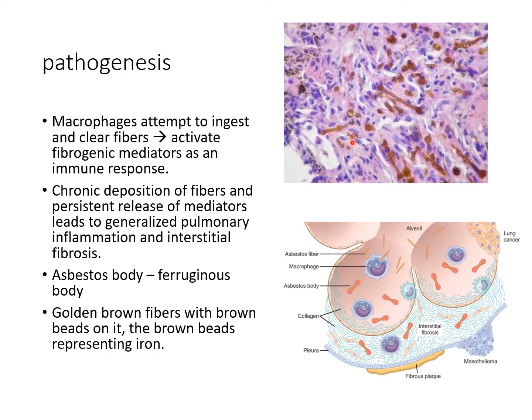Asbestos fibers are coated with iron and is called ferruginous body. This is seen here, the golden brown fibers with brown beads on it. The brown beads represent iron. The macrophage will attempt to ingest and clear the fibers, but this will activate fibrogenic mediators as an immune response. There will be chronic deposition of fibers and persistent release of mediators, leading to generalized pulmonary inflammation and interstitial fibrosis.